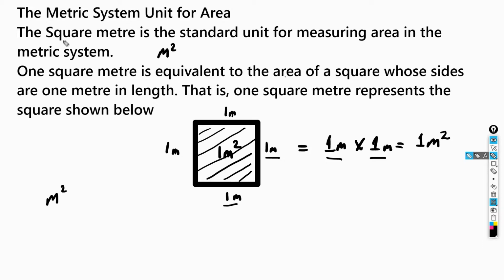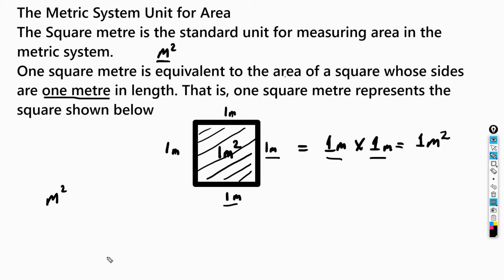Hey guys, what's up? So today we're going to be looking at the metric system unit for area. We're going to be looking at area, and the square meter is the standard unit for measuring area in the metric system. So this is the square meter, meters squared. And 1 square meter is equivalent to the area of a square whose sides are 1 meter in length. That is, 1 square meter represents the square shown below.